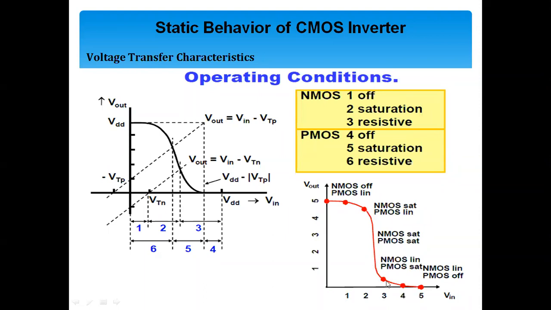Coming towards the fourth region, NMOS in linear and PMOS in saturation region. And in the fifth region, NMOS in linear and PMOS in cutoff region, right? So these are the different operating conditions or voltage transfer characteristics of CMOS inverters. So you have to study this.